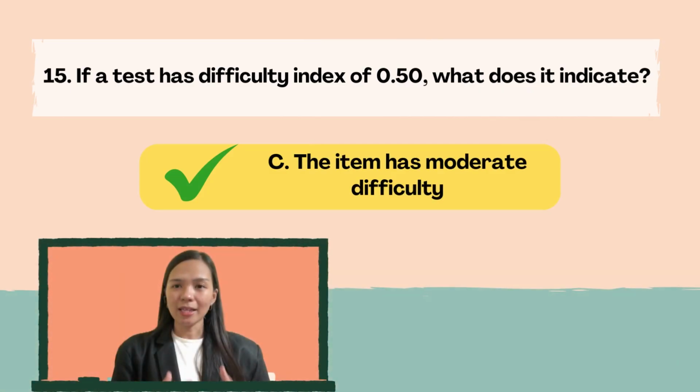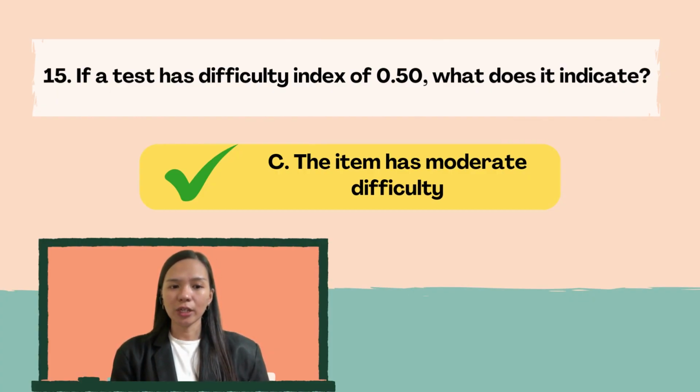And the answer for the number 15 is letter C. The item has moderate difficulty. A difficulty index of 0.50 means about half of the students answered correctly, showing the question is of average difficulty. Such items are ideal because they differentiate between the high and low performers effectively.